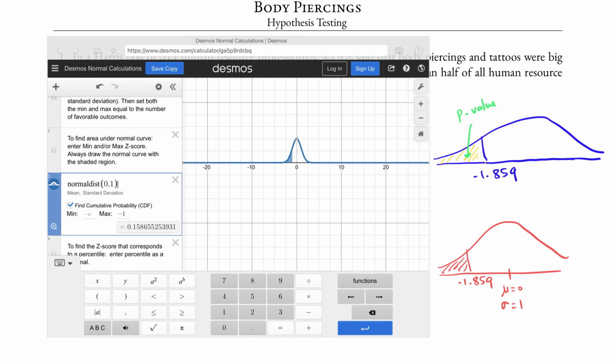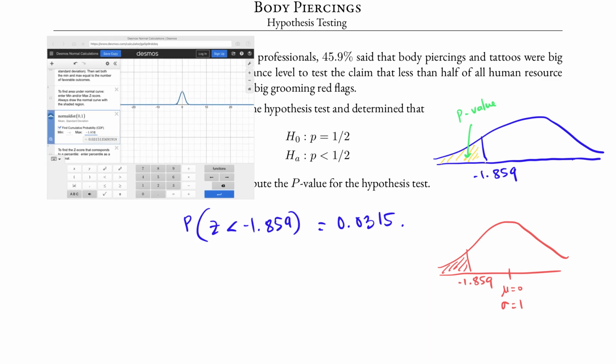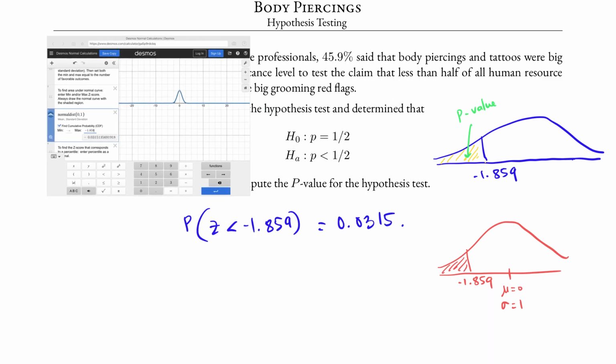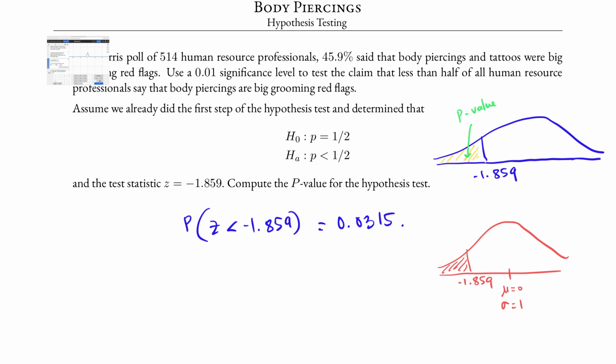If we use the StatCrunch normal calculator, we use the mean 0 and the standard deviation 1. Again, always draw the bell-shaped curve when working with the normal distribution. From the curve, we see that there is no left endpoint, so the left endpoint is negative infinity, and the right endpoint is negative 1.859, and we have 0.0315 for the probability. And this probability is our p-value.